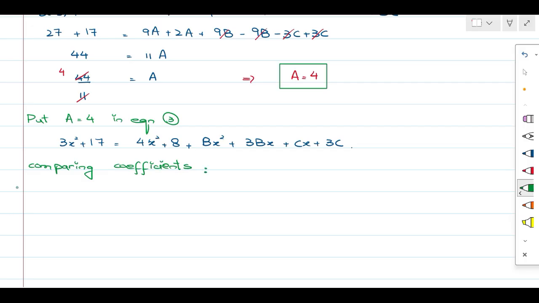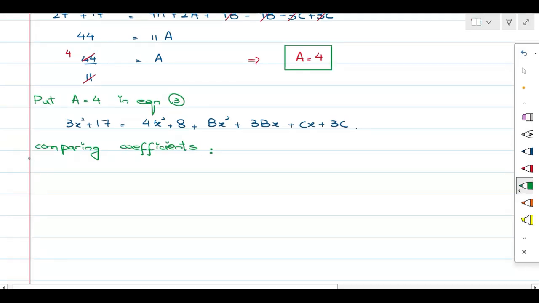First compare the coefficients of x square. What are the coefficients of x square? X square coefficient is 3 over here. X square coefficient is 4. We have b. That's it. Now we got the b value. So 3 take away 4, which is equals to minus 1, is my b. So from here we got b is equals to negative 1.